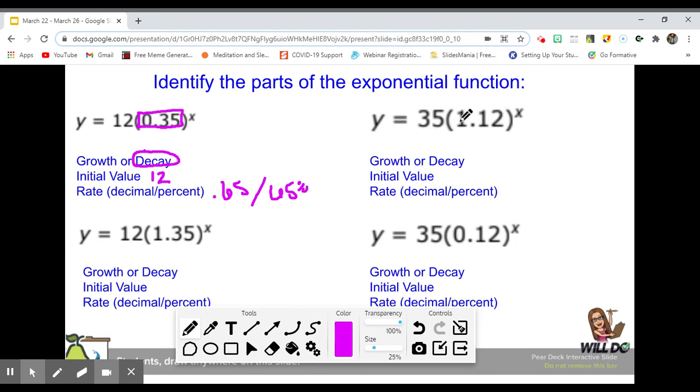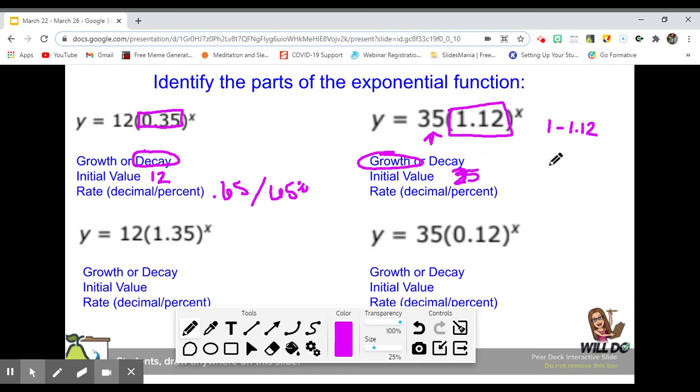Okay, for this one, we notice that it is bigger or greater than 1. So this one happens to be a growth. So in order to find that, I'm going to do 1 minus 1.12 to find my particular rate. And my initial value is right there out in front, being 35.